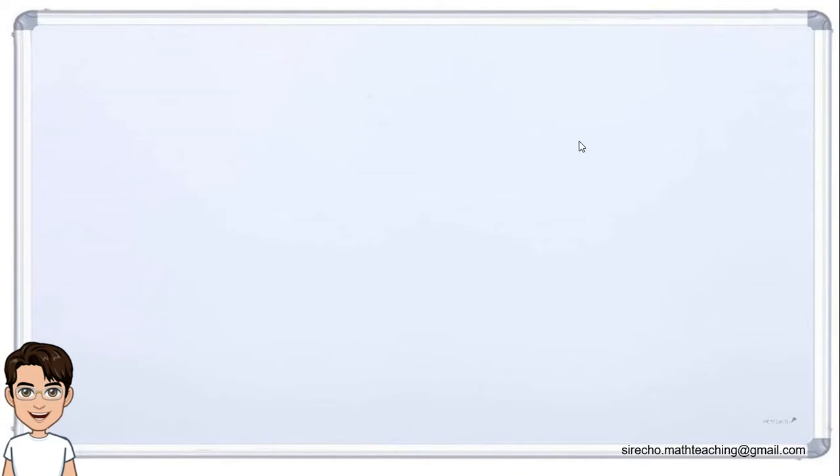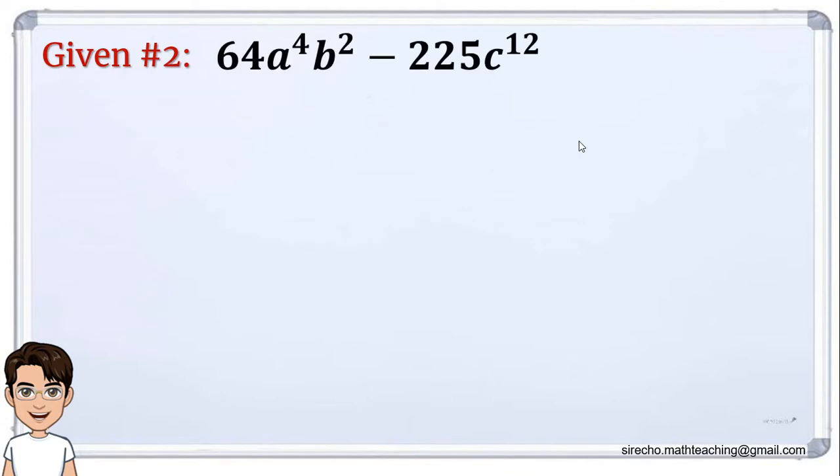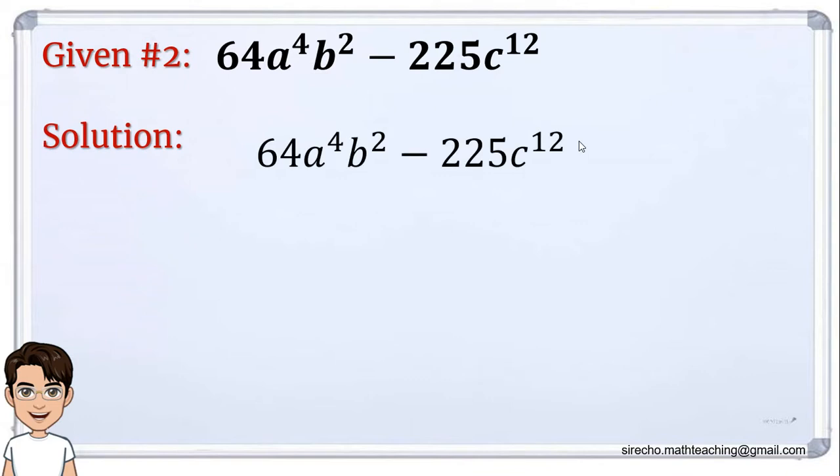Now let's proceed to another example: 64a to the 4th b squared minus 225c to the 12th power. We do what we did earlier, where we first make an open parenthesis. Then we get the square root of 64, which comes from 8. Then a to the 4th becomes a squared; get the half of the exponent.